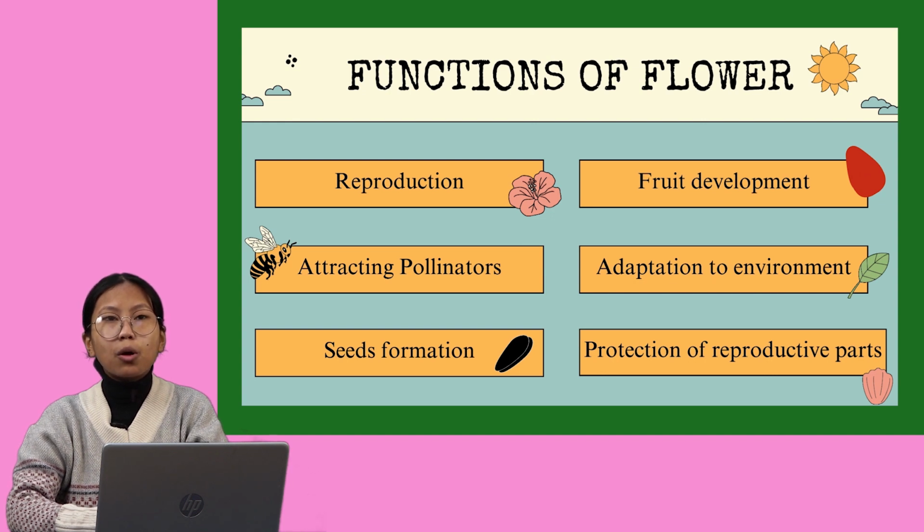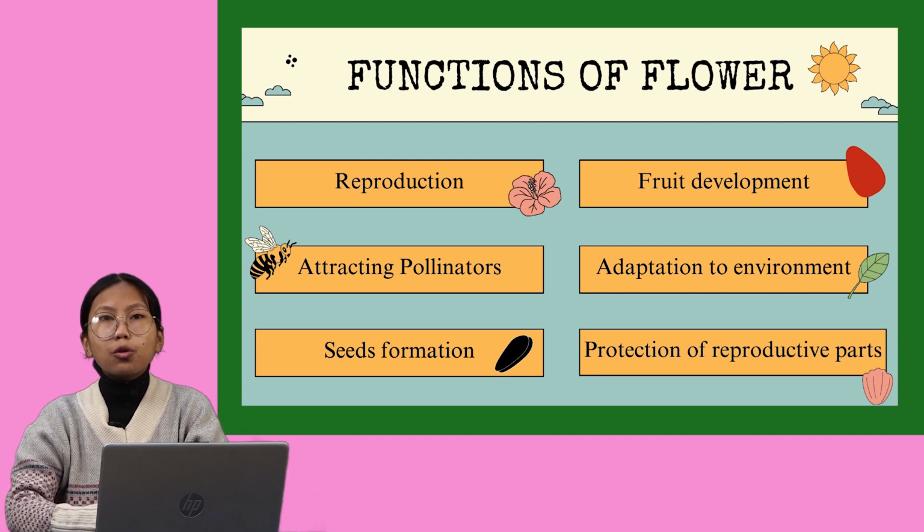Next, attracting pollinators. As we all know, flowers are usually brightly colored. Brightly colored petals attract insects and birds so that pollination can take place. When pollination takes place, male gametes of a flower fuse with a female gamete and they undergo fertilization. Next, seed formation. Upon undergoing fertilization, ovules become seeds.